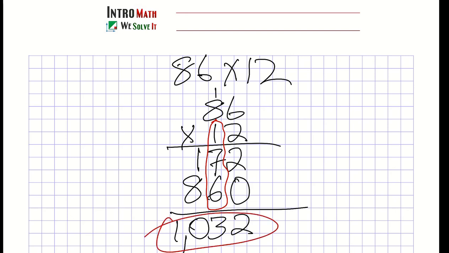That's it. So if you just keep things in order, just remembering where tens are, where ones are, where hundreds are, you won't have any problem. Everything becomes very easy to solve.